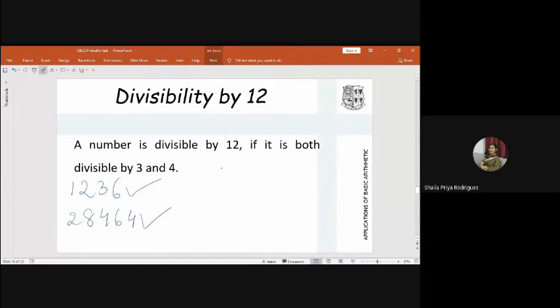6, 3, 2, 1, 6. 16 is divisible by 4. The digit sum is 18. 18 is divisible by 3, hence divisible by 12.